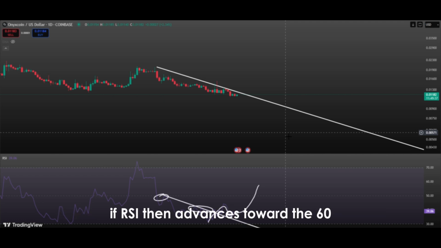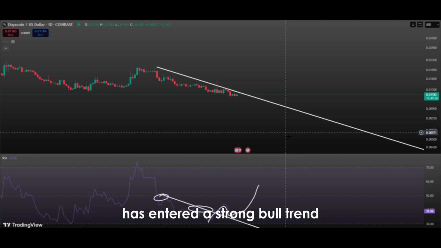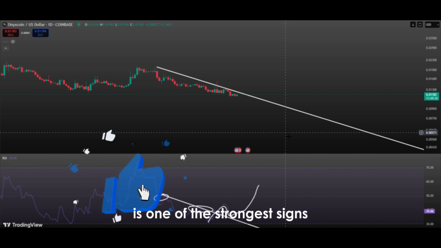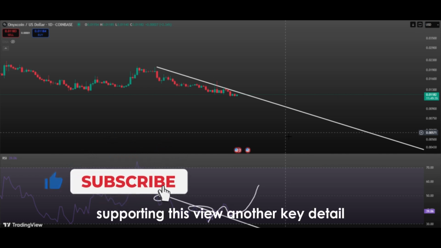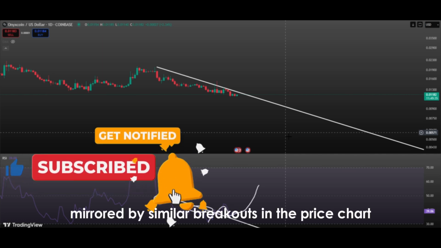If RSI then advances toward the 60-70 range, it is possible to say that the price has entered a strong bull trend. During the retest, RSI holding above the 50 level is one of the strongest signs supporting this view. Another key detail is that RSI trend breakouts are often mirrored by similar breakouts in the price chart.